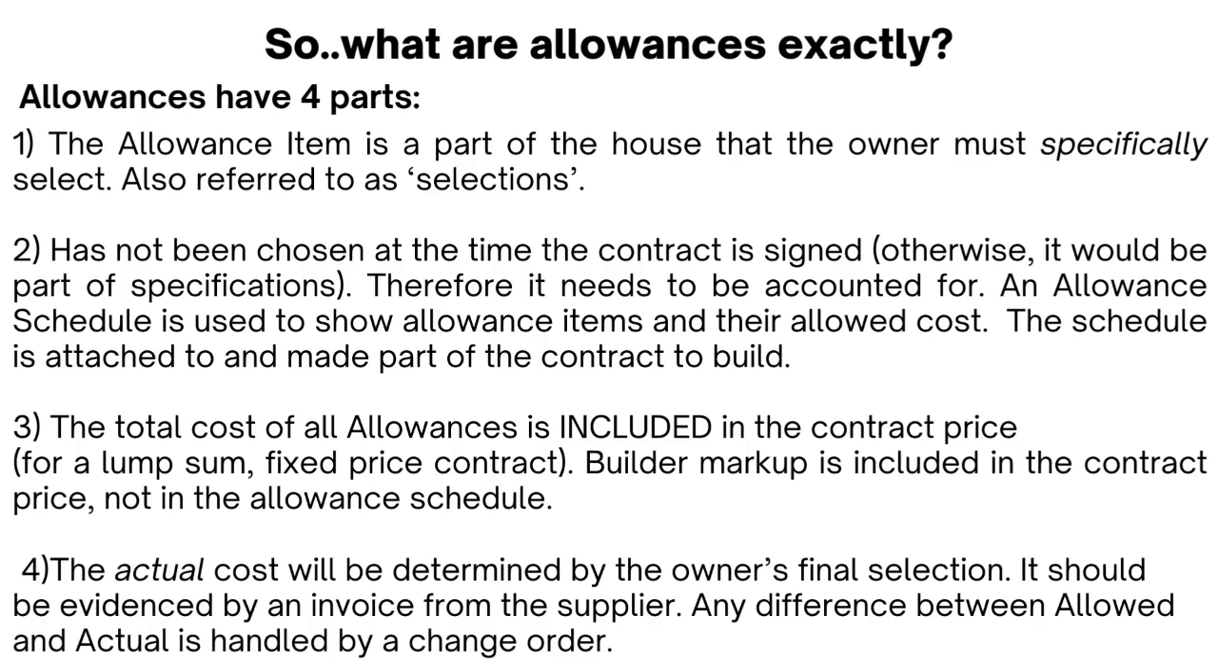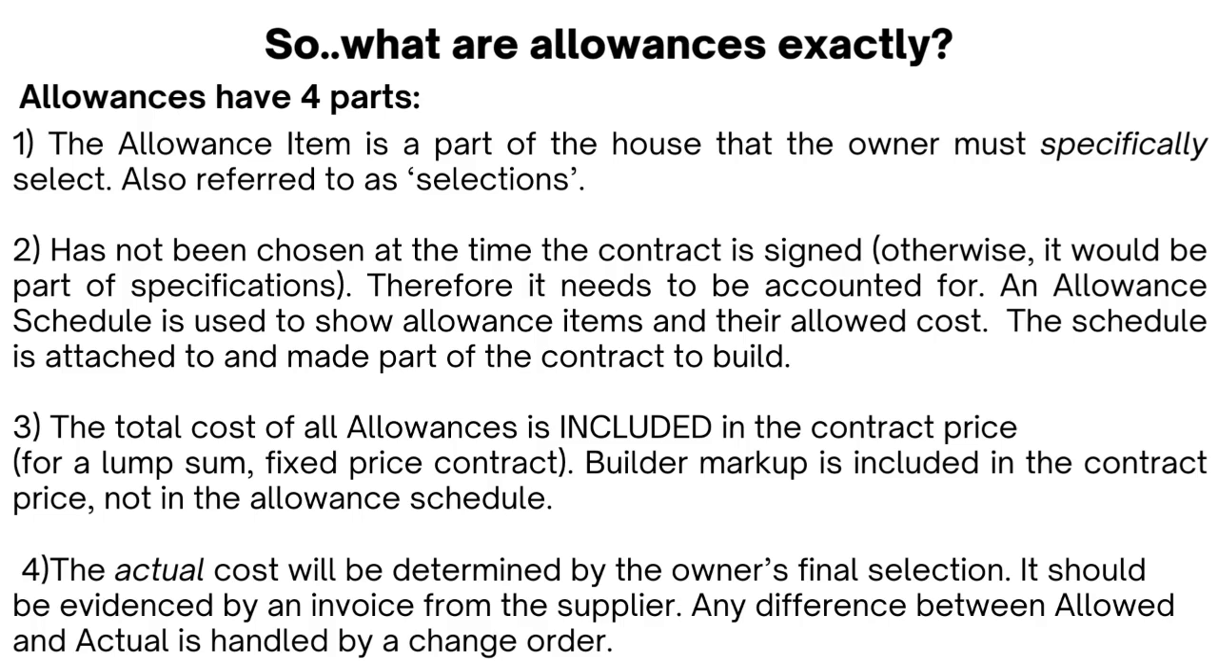Number 2, it has not been chosen at the time the contract is signed. Otherwise, it would be part of specifications. But if it hasn't been chosen at the time the contract is signed, it needs to be accounted for. An allowance schedule is used to show allowance items and their allowed cost. This schedule is attached to and made part of the contract to build.